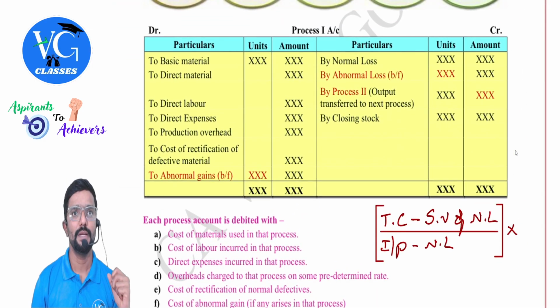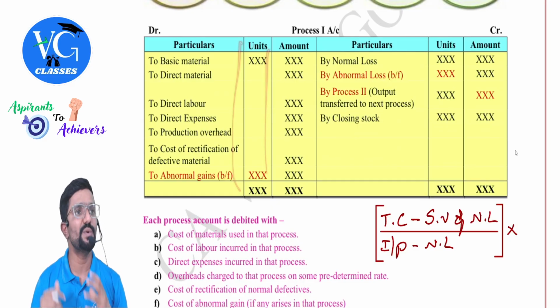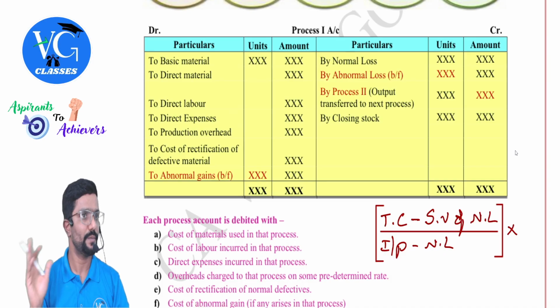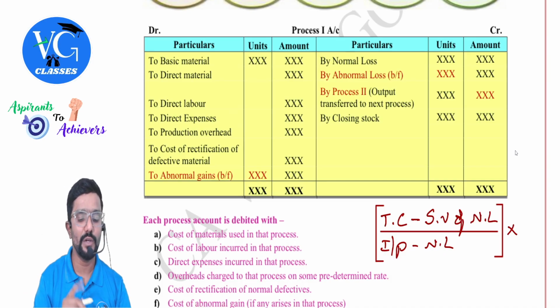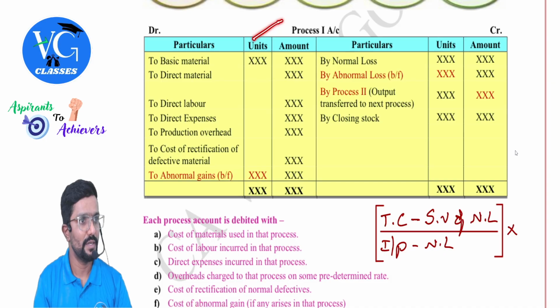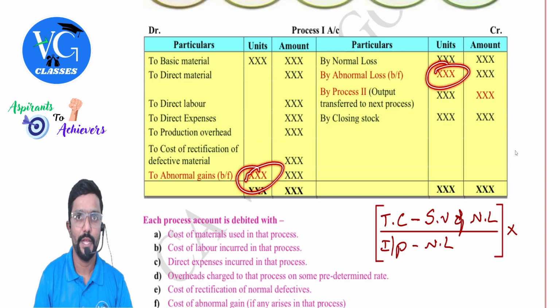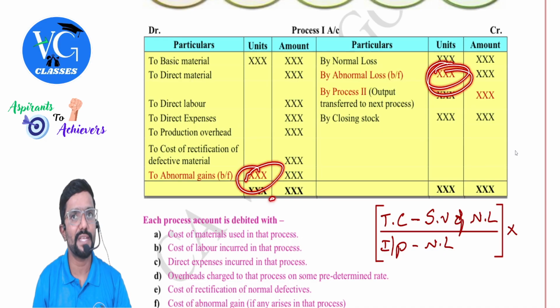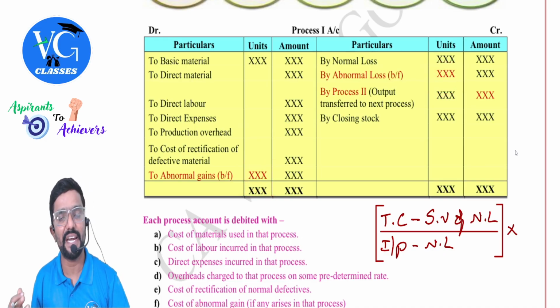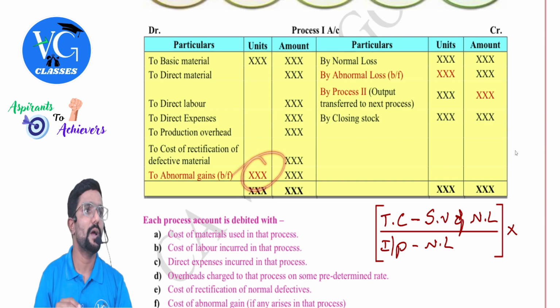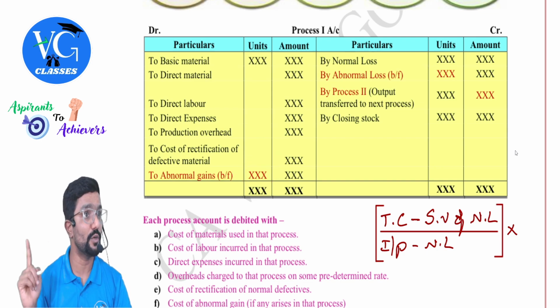Pay attention. Guys, when you are preparing the process account, you need to present both the sides, units column also. Units and amount. First thing you will close is the units column. When you close the units column, there are two possibilities: either you will get abnormal loss or abnormal gain. If the debit side is more, abnormal loss on the credit side. If by chance the credit side is more, then on the debit side, abnormal gain. Either of the two, not both.